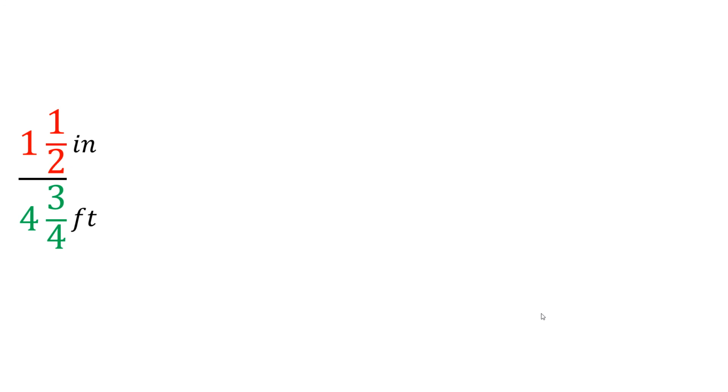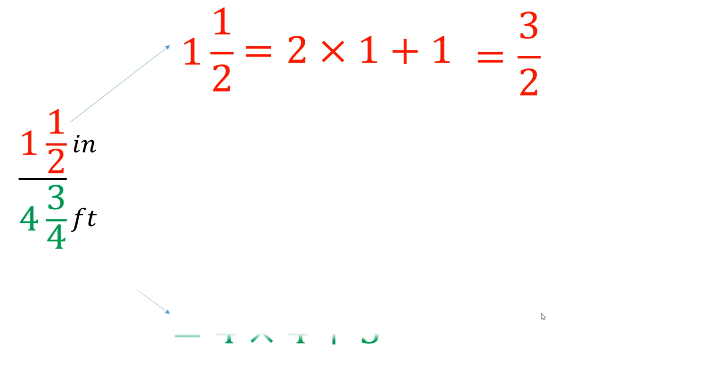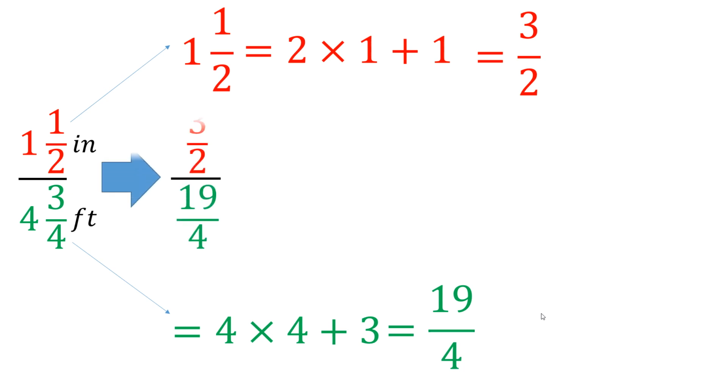But before we can do the conversion, we need to change these mixed numbers into improper fractions. So 1 1/2, if we do our 2 times 1 plus 1 strategy, we'll get 3/2. And here we have 4 times 4 plus 3 for the numerator, so 19/4. So we've rewritten 1 1/2 as 3/2, and we've rewritten 4 3/4 as 19/4. And we have inches compared to feet. So we do need to change these into both inches. That's the preferred method.